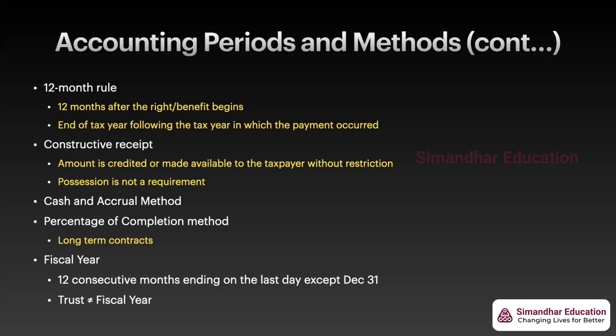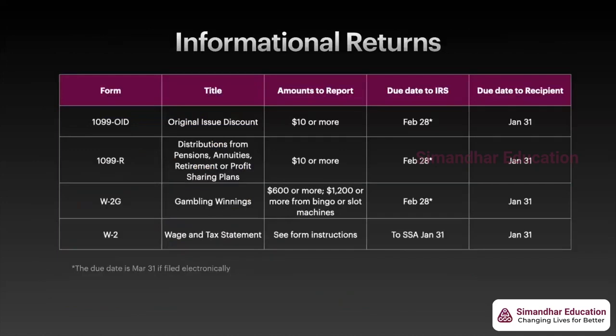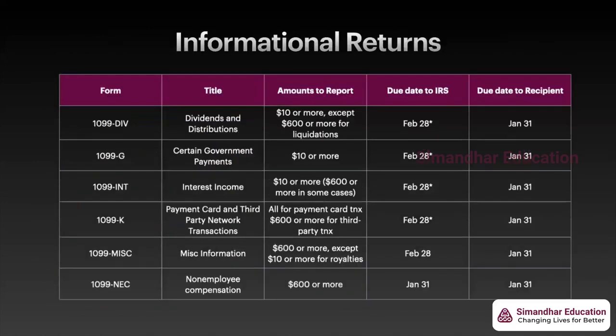In the tables on the slides you have shown, you have mentioned two due dates. One was for the IRS and the other one was for the recipient. Could you please explain the difference between these two? Yeah. So from an employer standpoint, there are two different requirements. One is when this form should be filed with the IRS, which is your tax authority, and the other is when it is actually given to the recipient.